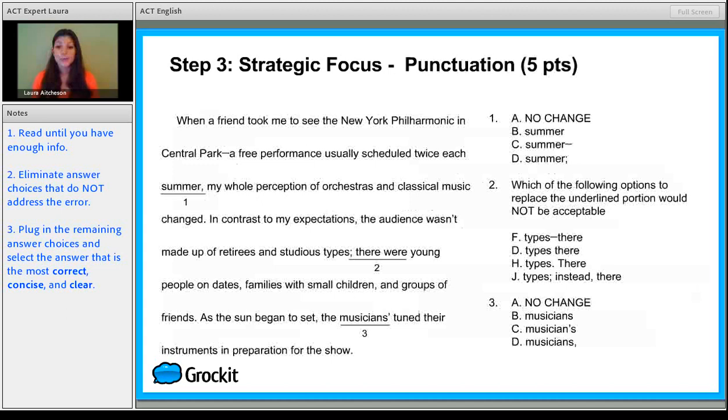So let's do some questions. We have our first sentence, which does have an underline. Go ahead and read that. And this is really interesting.